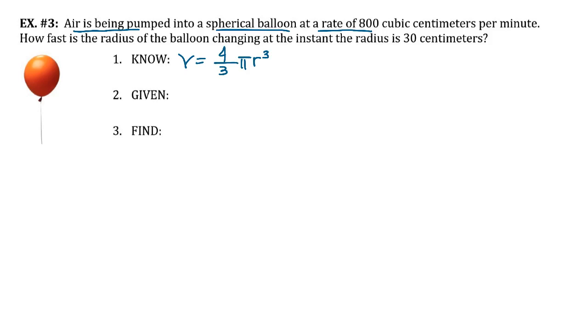Now notice what we're given is the rate at which the air is being pumped in, so that's the rate of change for the volume. So we know dV/dt equals 800 cubic centimeters per minute.